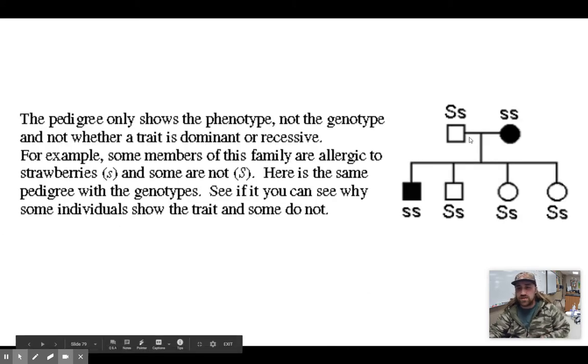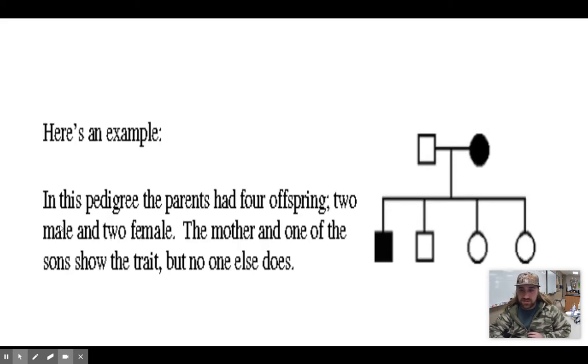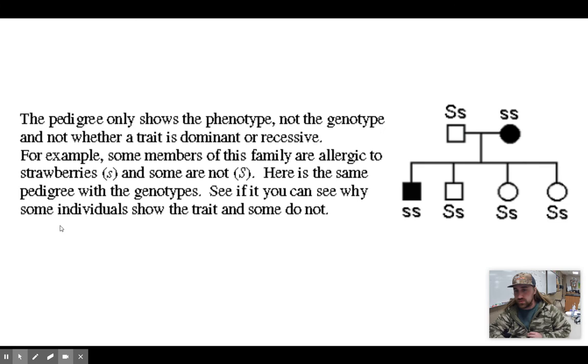Now, looking at one that's already filled in, we can kind of talk about this. So as it says, the pedigree only shows the phenotype, not the genotype. Perfect. In our case, they already filled the genotype in for us. And not whether a trait is dominant or recessive, but, for example, some members of the family are allergic to strawberries, which is lowercase s, and some are not, which is uppercase S. Here's the same pedigree with the genotypes. See if you can see why some individuals show the trait and some do not. Okay, so we're looking at the same exact pedigrees, this one compared to this one.